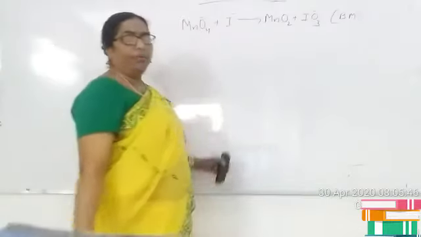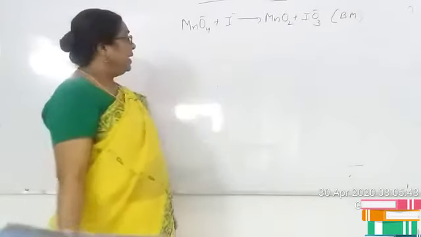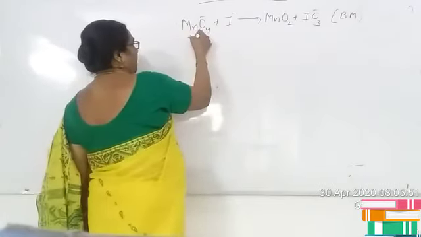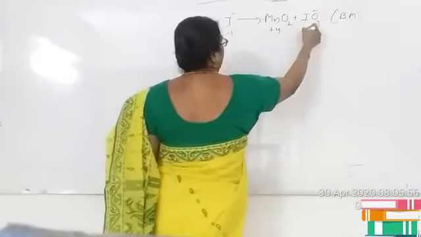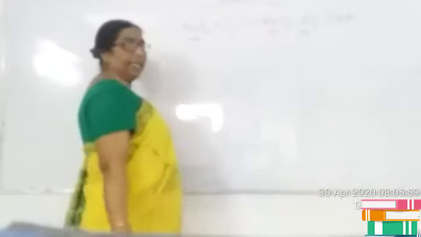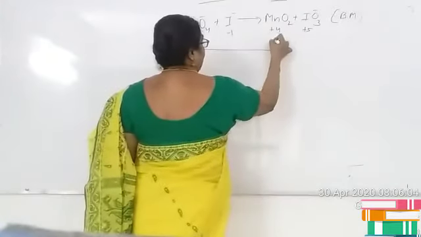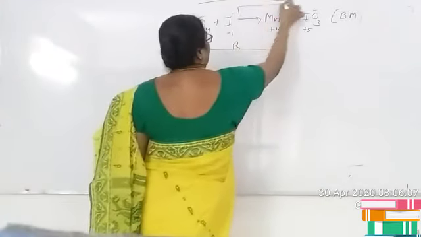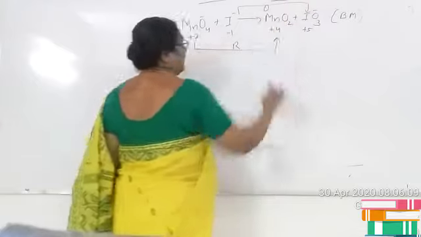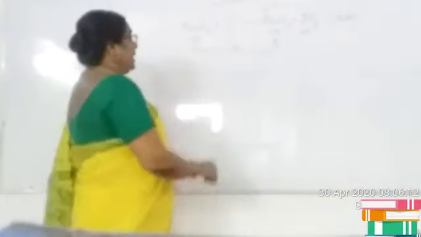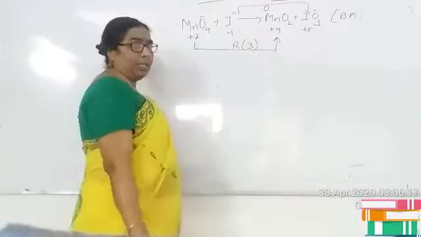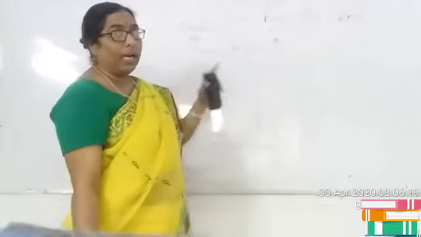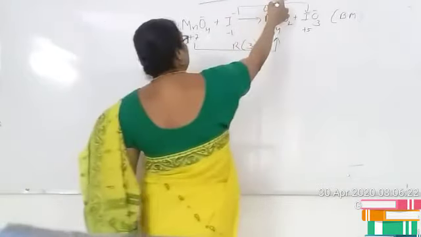As usual, the first step is to calculate the oxidation state. The oxidation state of Mn is plus 7, and here you will get plus 4, minus 1, and in this case it comes to plus 5. Is it clear, children? Now let us note down the oxidation and reduction process. MnO4 minus undergoes reduction and I minus undergoes oxidation. Calculate the difference in the oxidation state. In case of the reduction process the difference is 3. And in case of the oxidation process, what is the difference there? Minus 1 and plus 5, so the difference is 6.